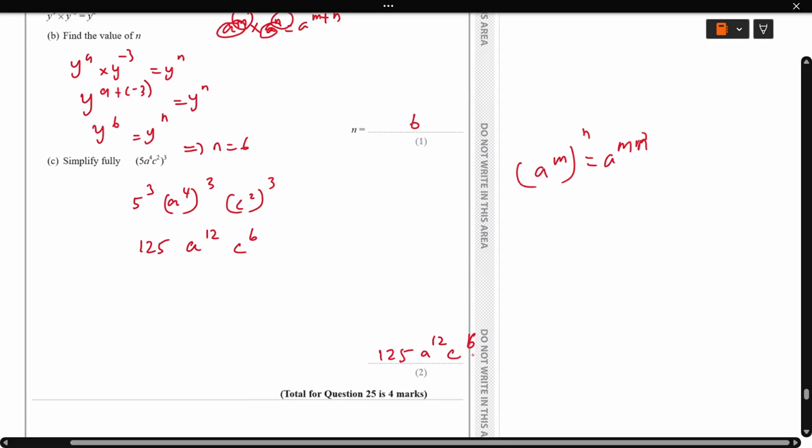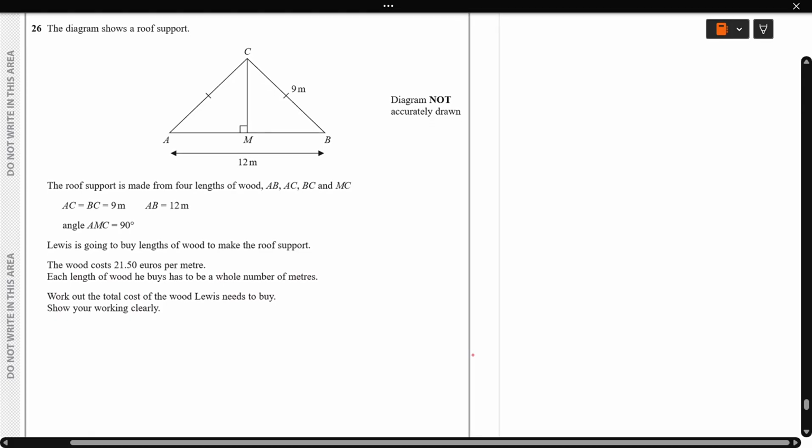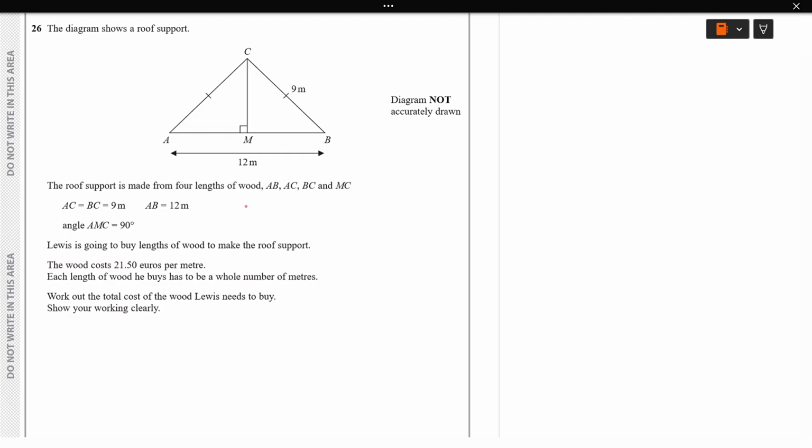Okay, let's go to the next question. The diagram shows a roof support. The roof support is made from 4 lengths of wood: AB, AC, BC, and MC. AC and BC lengths are given. They are isosceles, so they are equal. AB length is given, it is 12. AMC is 90 degrees. We know the isosceles triangle is divided into equal parts. So this is 12, this is going to be 6, and this is going to be 6. I'll take one triangle here, which has 6 and this is 9.